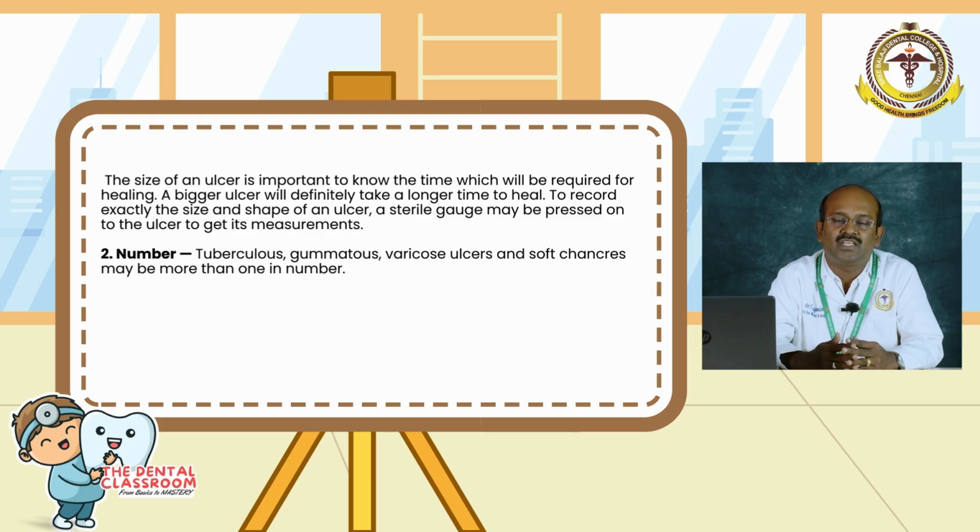Next in local examination, number plays a significant role, because for solitary ulcers you have a different set of diagnoses, and for multiple ulcers you have a different set of diagnoses. In solitary ulcers, you get fungal infections in the oral cavity. They are always solitary in nature. You get tuberculosis, you get gummatous ulcer and syphilis. They are all solitary. Varicose ulcers are solitary and chancres in syphilis are solitary in number. Multiple ulcers are common in aphthous stomatitis, and even in herpes you get multiple ulcers.